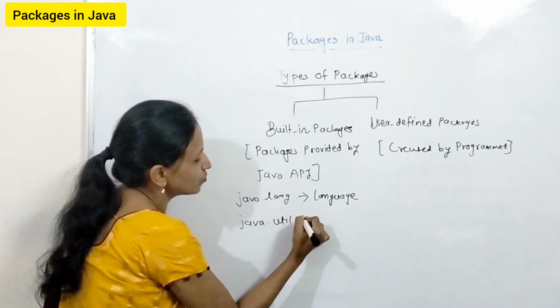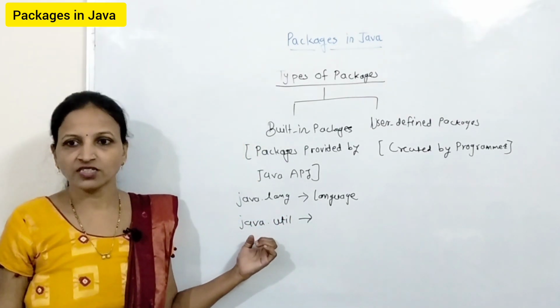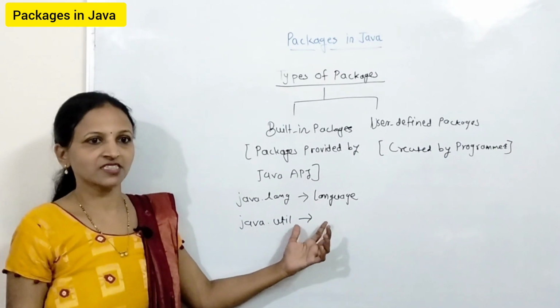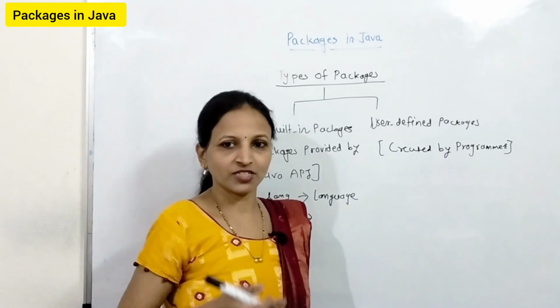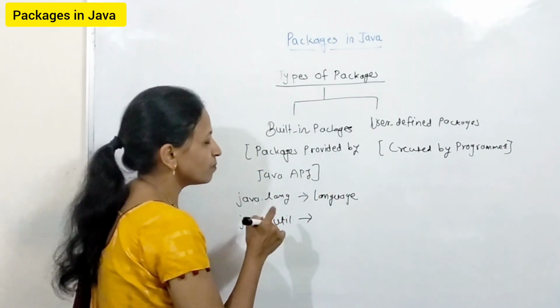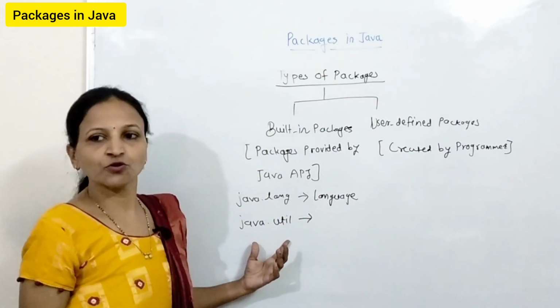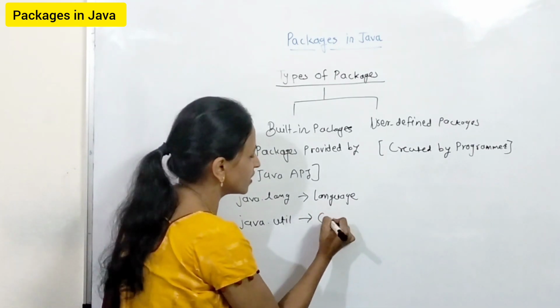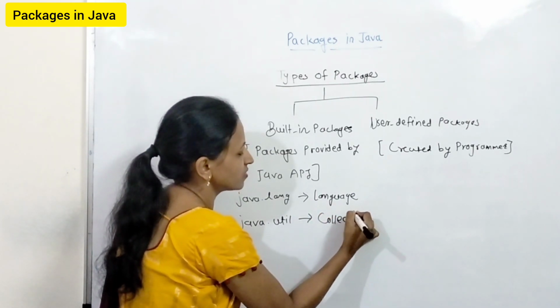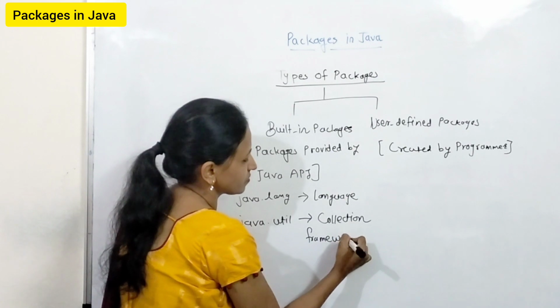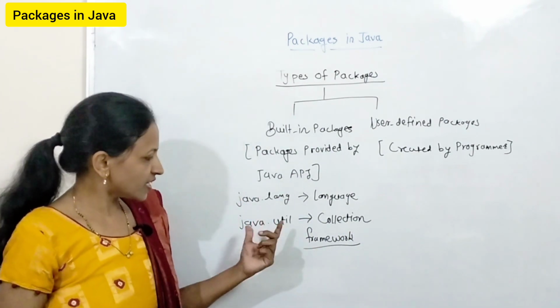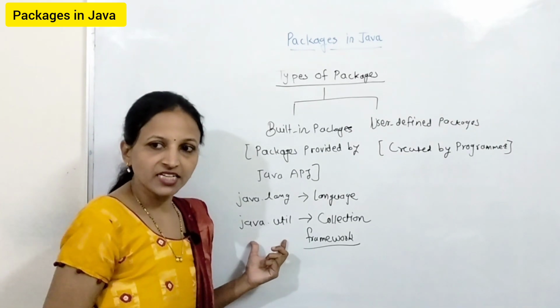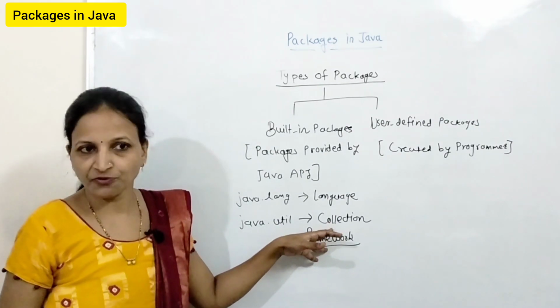java.util. This util package we have already used, that is, the Scanner class is present inside this java.util package, which we can use to accept input from the user. But the main use of this java.util package is that it has the collection framework. ArrayList is a class present inside that java.util package, and that comes under this collection framework.